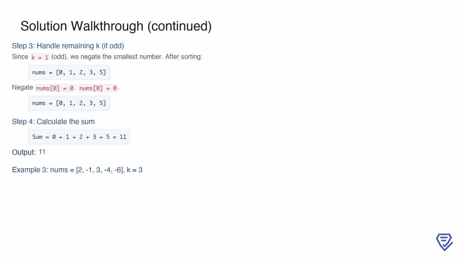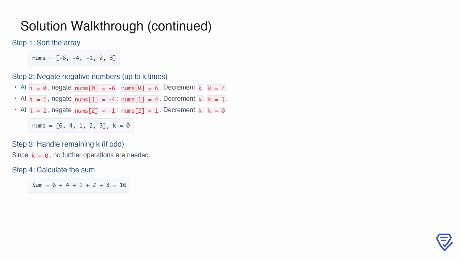Let's now examine the third example. In this example, we start with nums equals 2, -1, 3, -4, -6, and k equals 3. The first step is to sort the array, which gives us -6, -4, -1, 2, 3. Next, we negate the negative numbers up to k times.